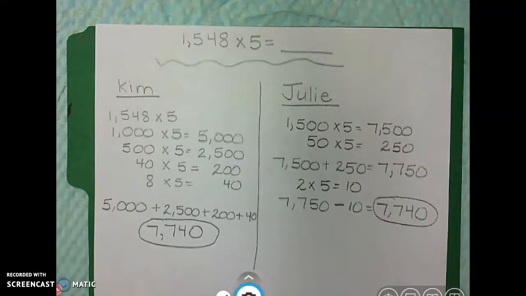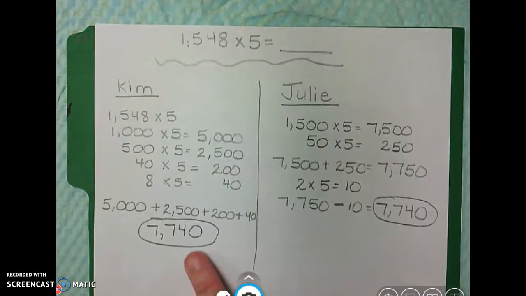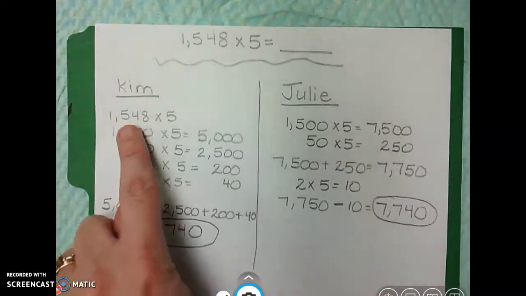All right, welcome back, fourth graders. So I had asked you to solve the actual problem of 1,548 times 5. And I wanted us to take a peek at what our friends Kim and Julie did, what their strategies were, how they broke it apart, to both get their final answer of 7,740.